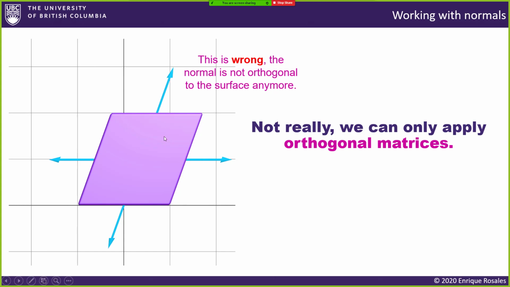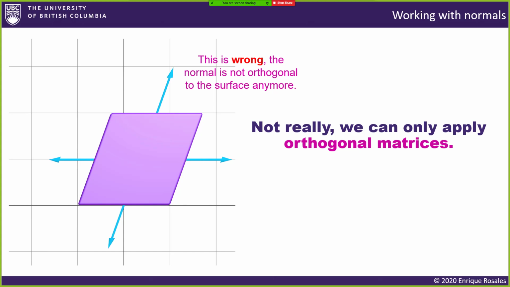Because shear is a transformation that does not keep the orthogonality, right? So it does not keep angles. So in this case, the normal is wrong, right? Because it's not orthogonal to the surface anymore. So yeah, we can't use any possible linear transformation. The thing is, we can only apply orthogonal matrices, and I am specifically talking about normals.